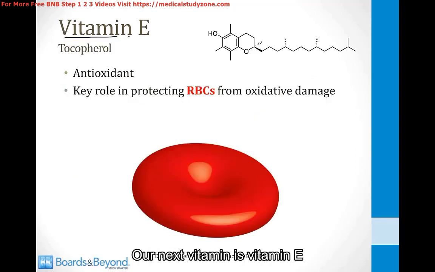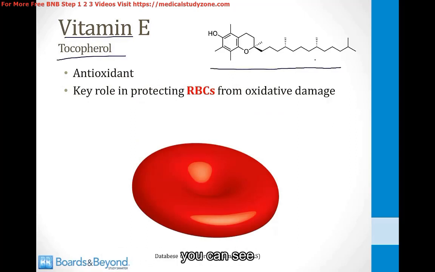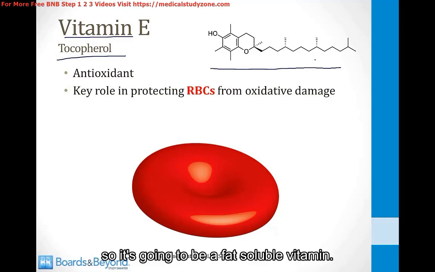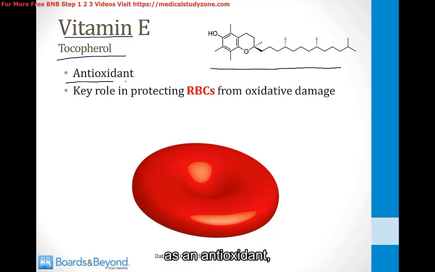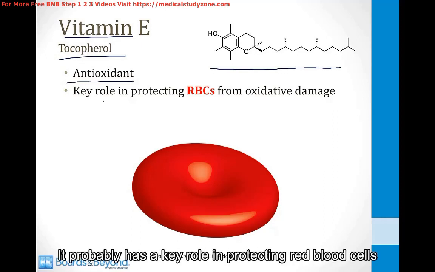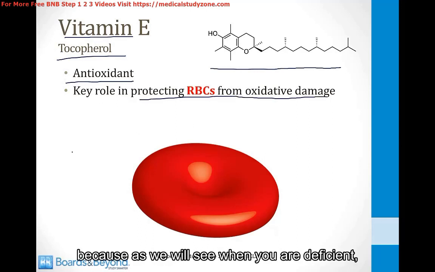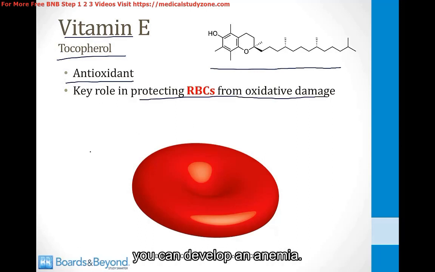Our next vitamin is vitamin E, which is also called tocopherol. This is its structure on the screen. You can see that it's almost entirely carbons and hydrogen, so it's going to be a fat-soluble vitamin. The main role of vitamin E is to serve as an antioxidant. There is evidence that it protects against oxidative damage. It probably has a key role in protecting red blood cells from oxidative damage because, as we will see, when you are deficient, you can develop an anemia.